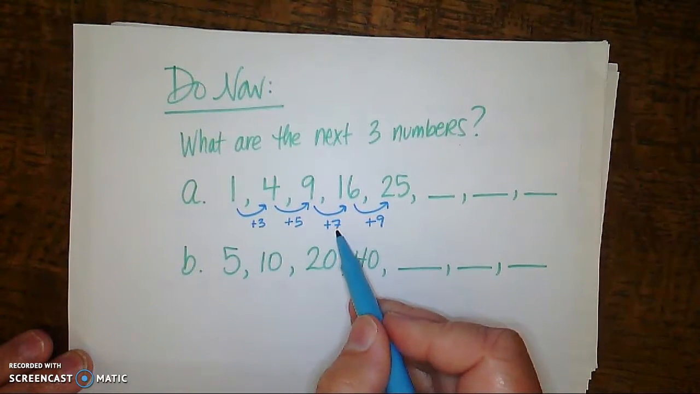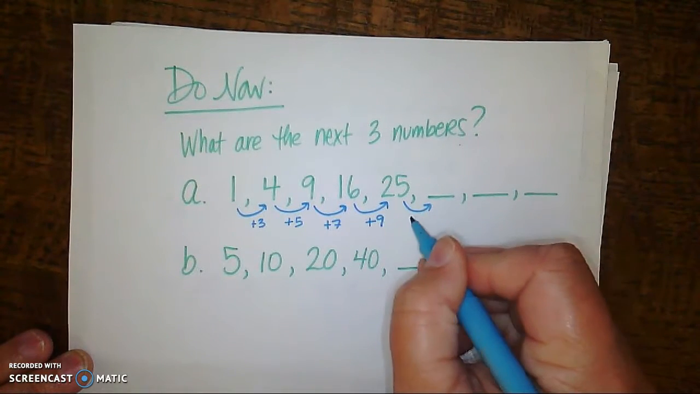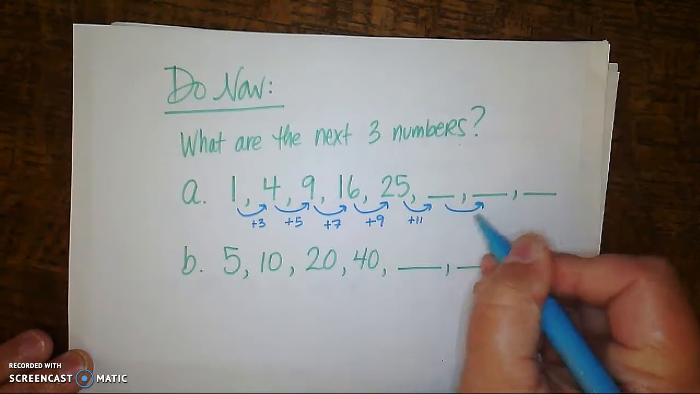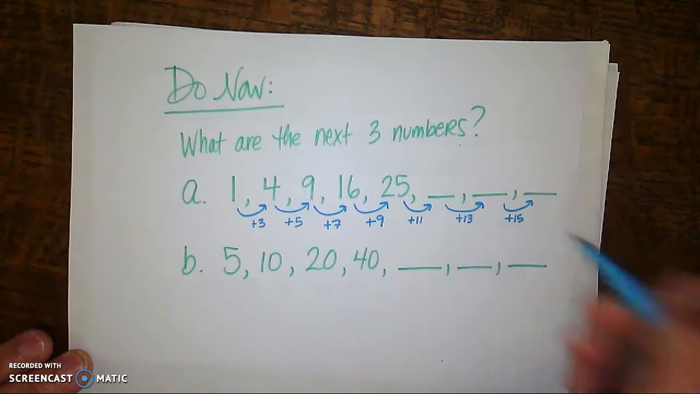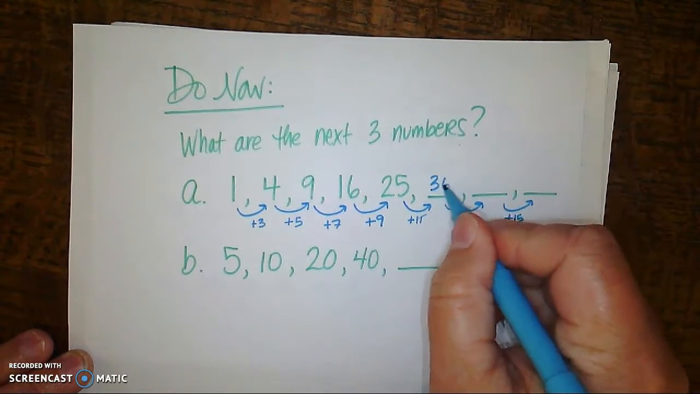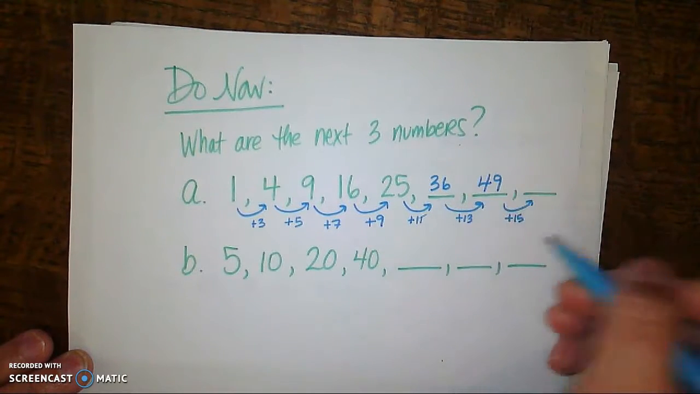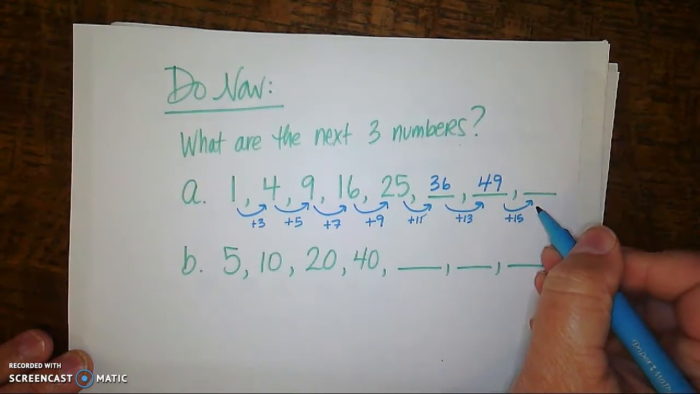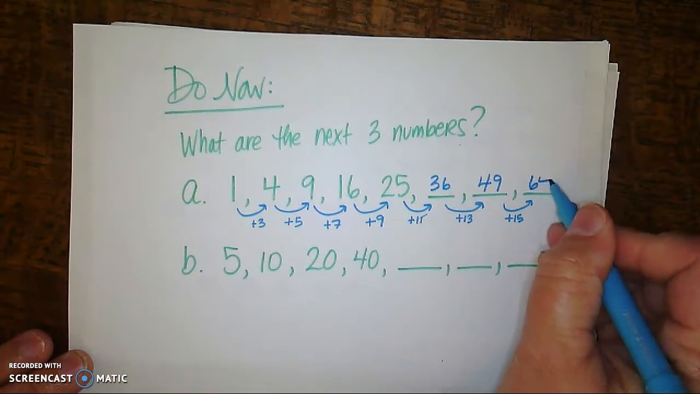Oh, it's going up every other odd number, right? So that means with this one, we would have to add 11. With this one, we'd have to add 13. And in this step, we'd have to add 15. 25 and 11 is 36. 36 and 13 is 49. 49 and 15 would be 64.